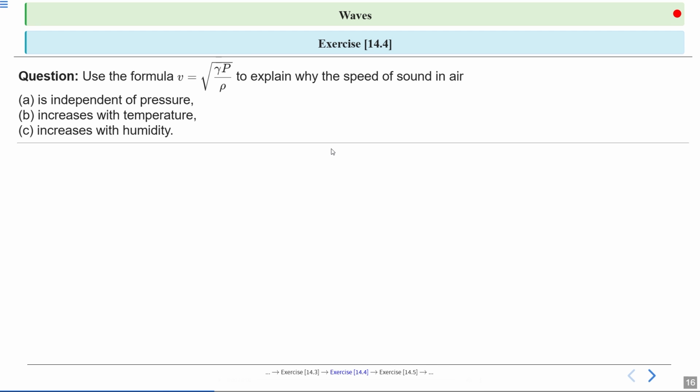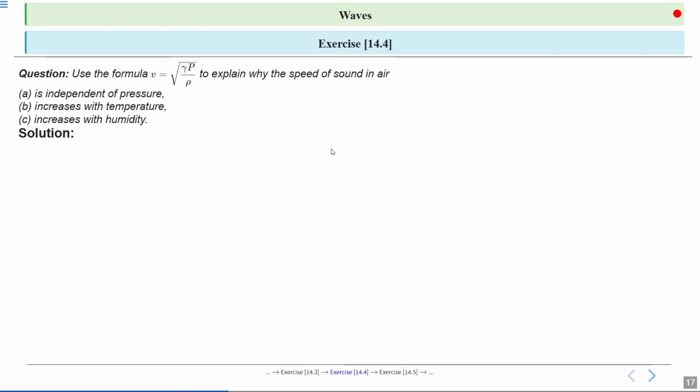Use the formula V equal to under root gamma P divided by rho to explain why the speed of sound in air A is independent of pressure, B increases with temperature, C increases with humidity. So you have to find out the reasons for the three cases.